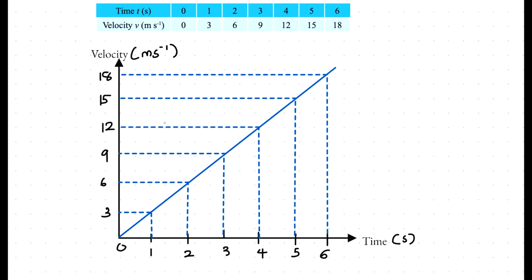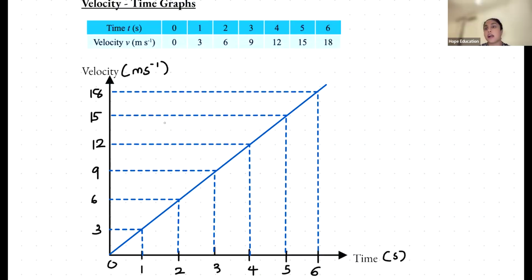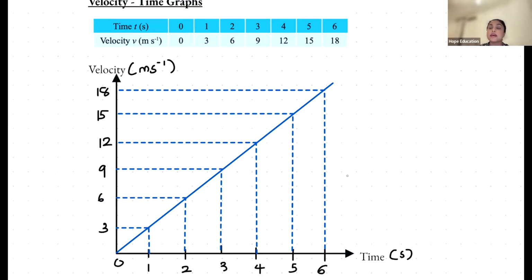Okay. So this is the velocity time graph. Now we have to get some very important things from the velocity time graph. First of all, we are going to get the gradient of the graph. Last week also we learned how to get the gradient. Now, how do we get the gradient? We need 2 points to get the gradient.